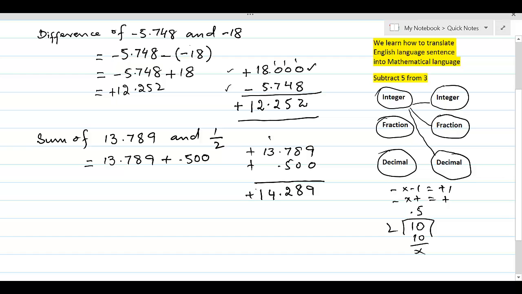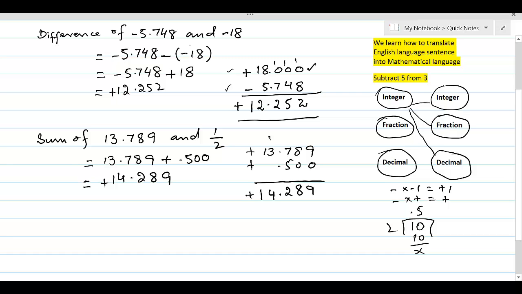Remember that a number always consists of 2 things. It's the sign and the digits part as well, the number itself. So here we write the answer, which is plus 14.289.